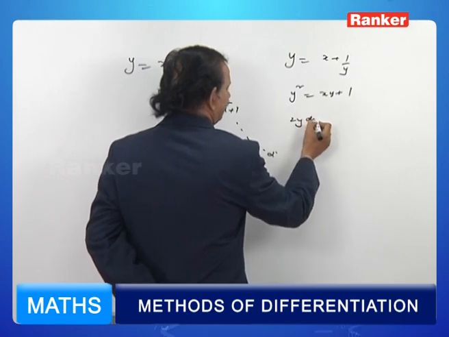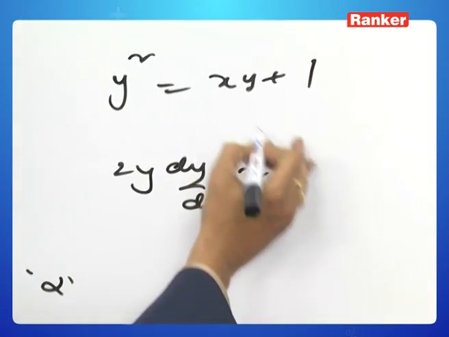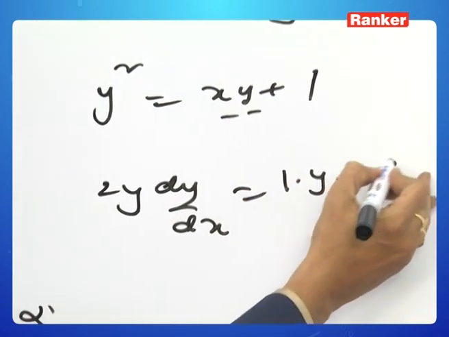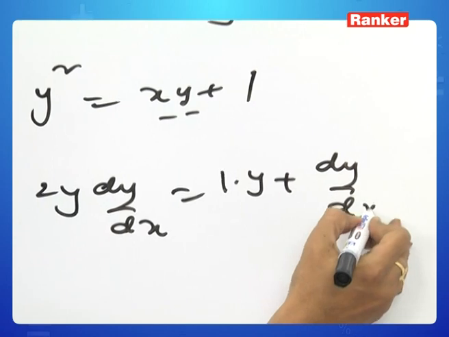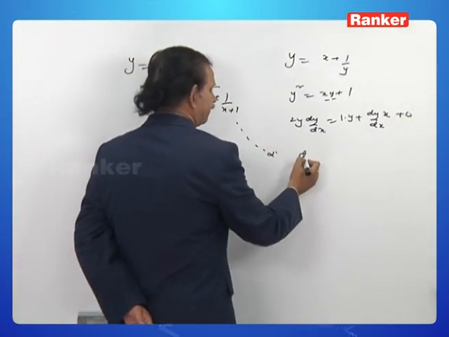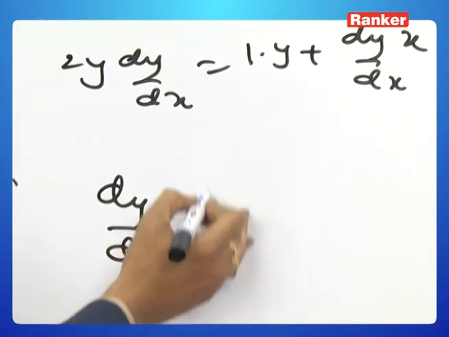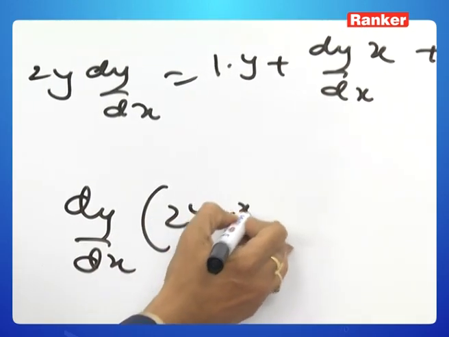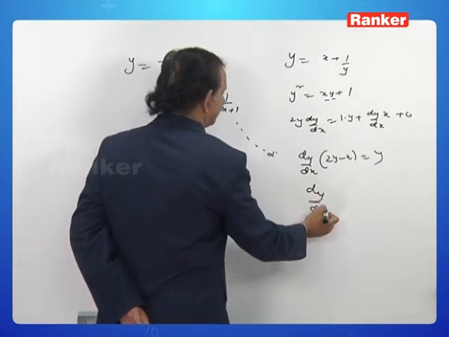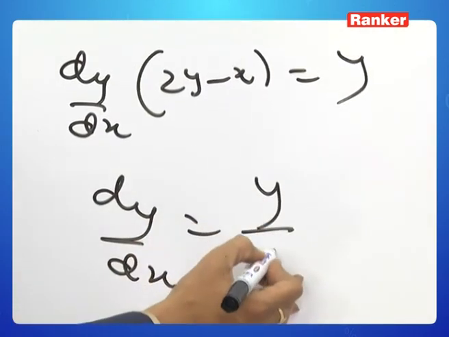2y into dy by dx is equal to uv, so u dash v plus v dash u. Taking dy by dx as a common factor, dy by dx into 2y minus x is equal to y. Dy by dx is therefore equal to y by 2y minus x.